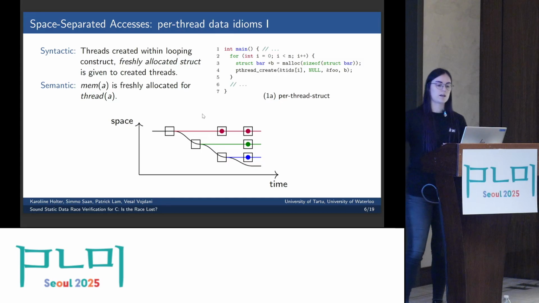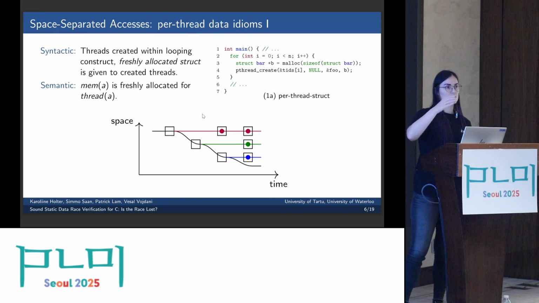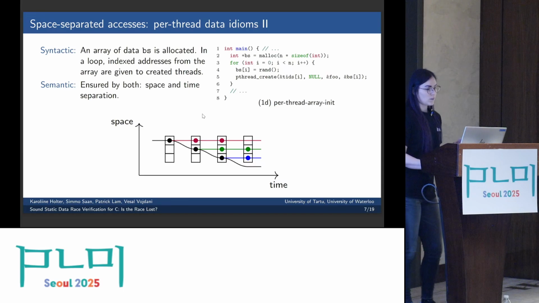In this example, syntactically, within the for loop, a fresh struct is created, and then this fresh struct is given to the worker thread. So each of the worker threads accesses its own fresh struct, which ensures the separation in space.